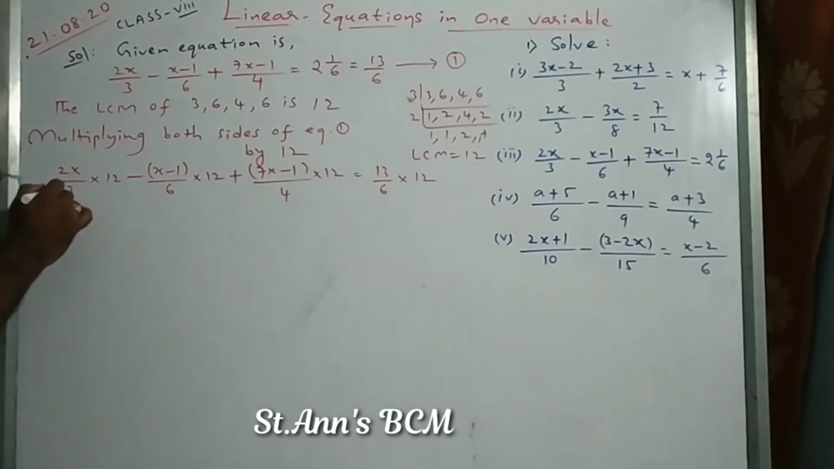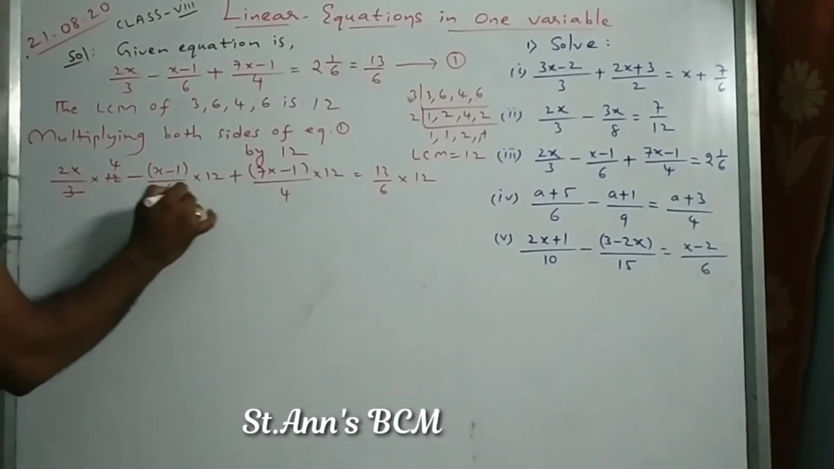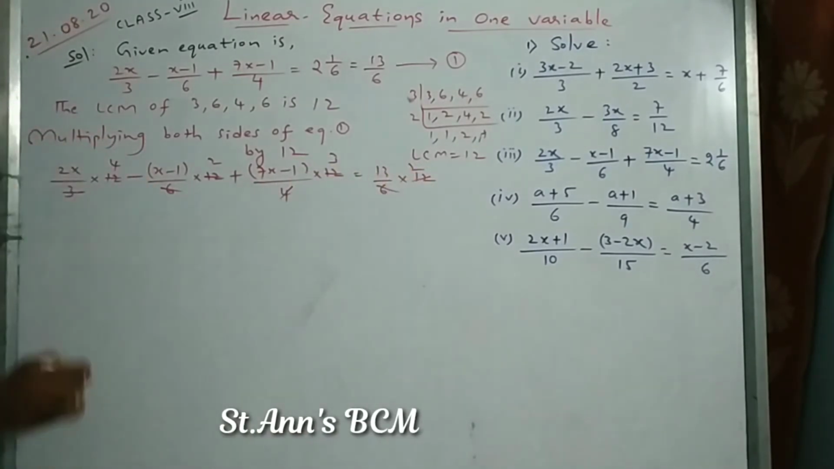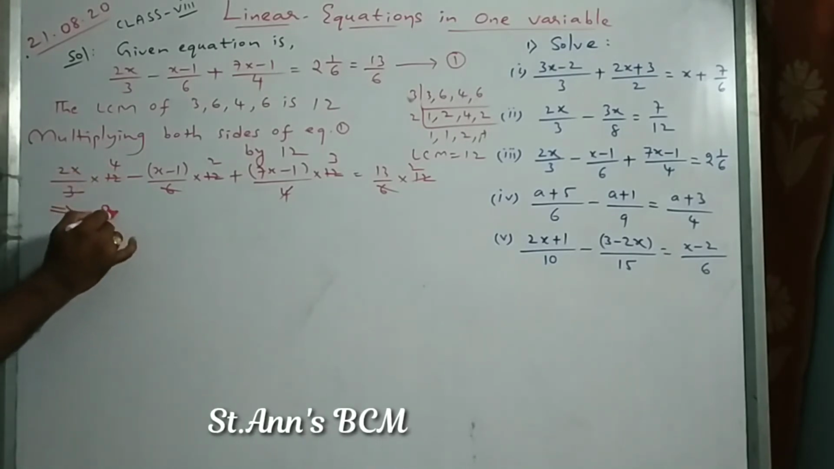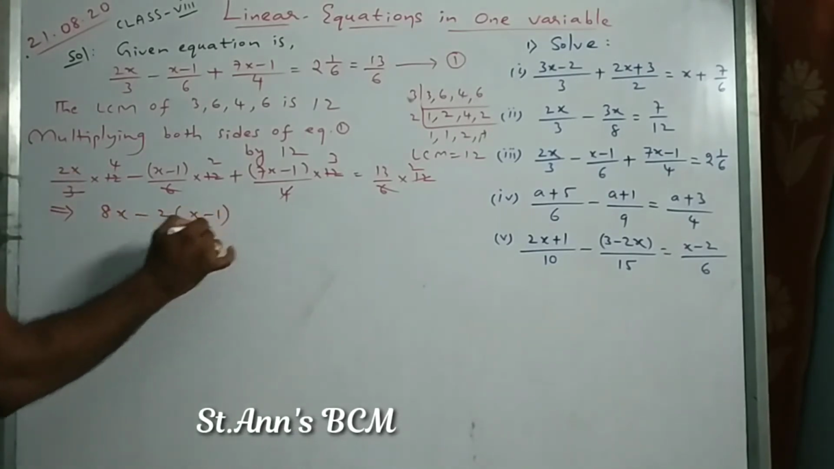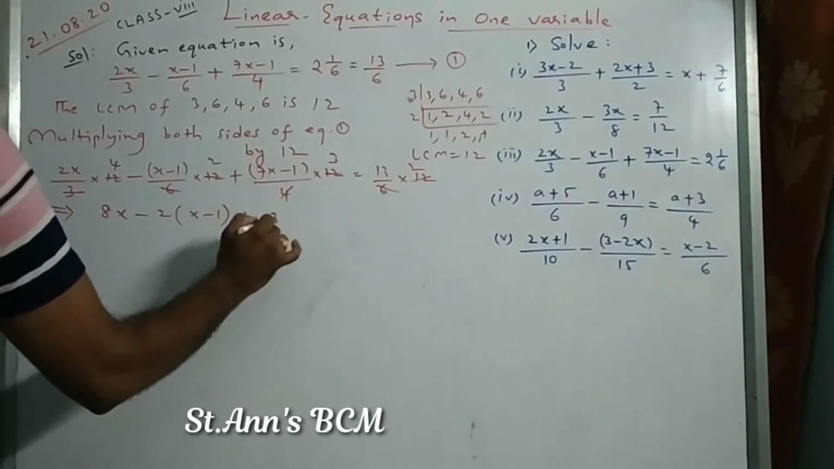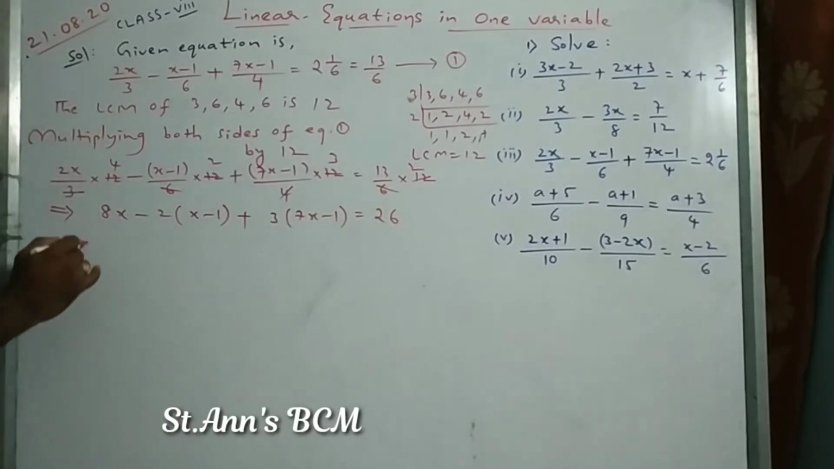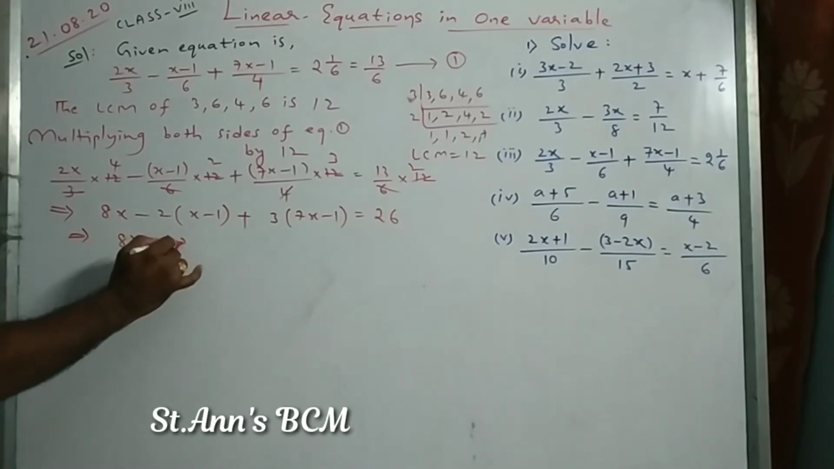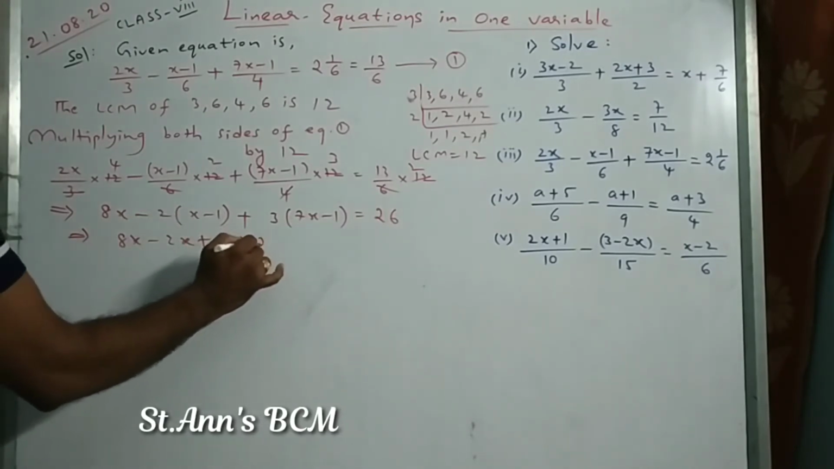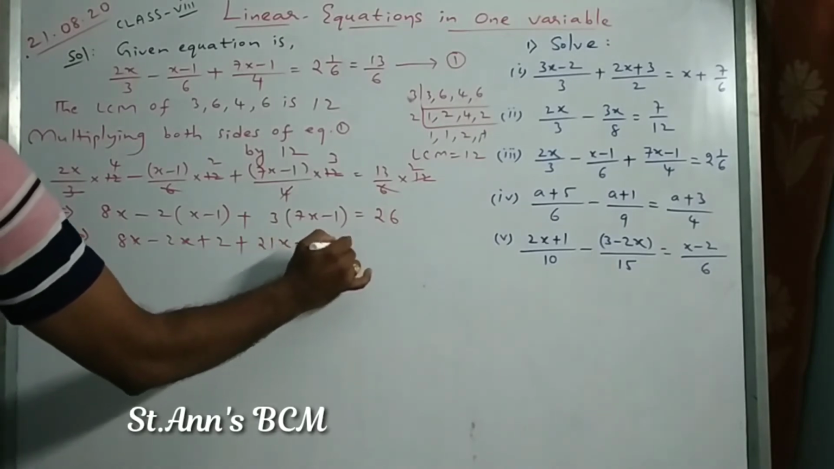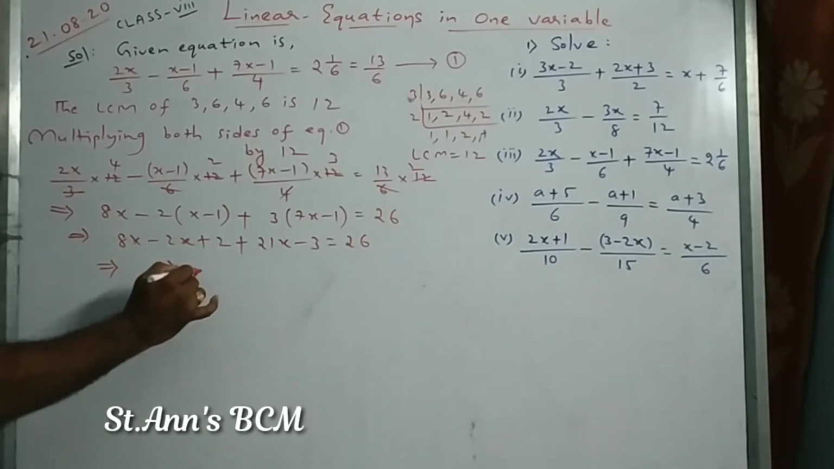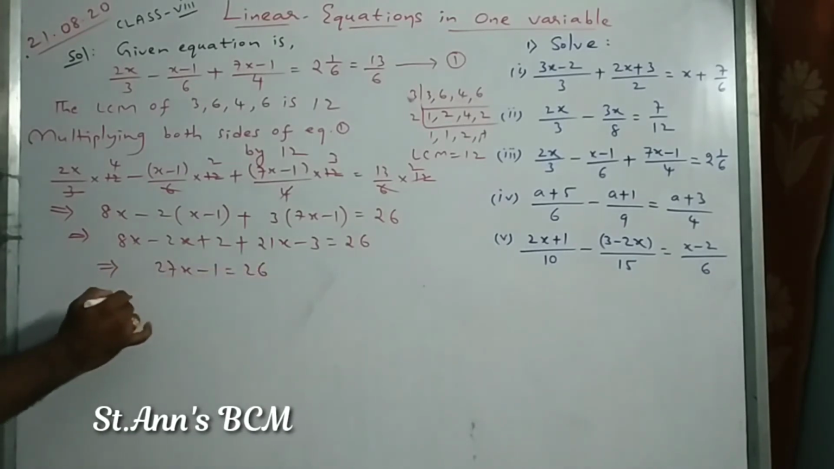Okay, now cancel it. 3 1s are 3, 3 4s are 12, 6 1s are 6, 6 2s are 12, 4 1s are 4, 4 3s are 12, 6 1s are 6, 6 2s are 12. So what is remaining here? 4 2s are 8x, 2 into x minus 1 plus 3 into 7x minus 1 equal to 13 2s are 26. So multiply: 8x minus 2x minus into minus plus 2, 3 7s are 21 minus 3 1s are 3. 6x plus 21x, 27x minus 1 equal to 26.